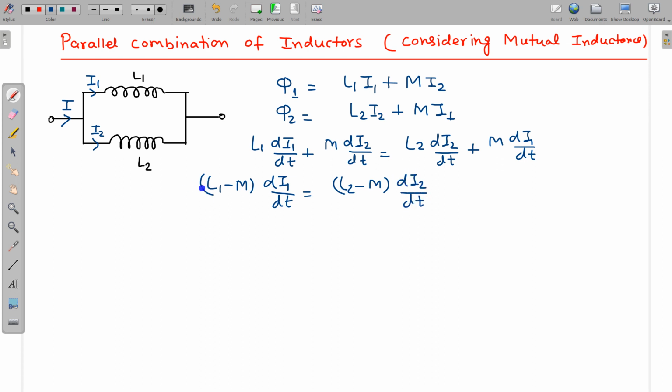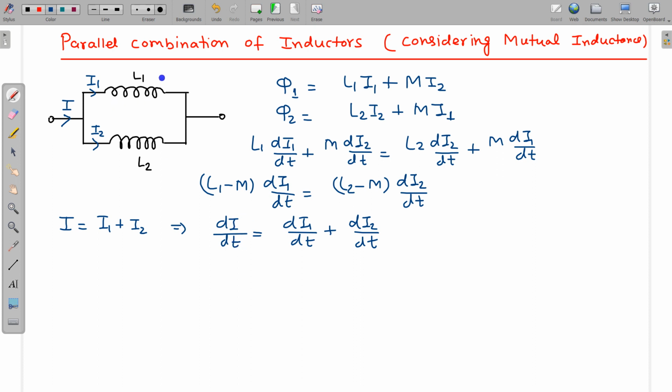There is one more equation, which comes from I is equal to I1 plus I2. If I differentiate this equation, it will give me di by dt is equal to di1 by dt plus di2 by dt. Now I have to obtain the equivalent inductance in terms of L1, L2 and the mutual inductance M.